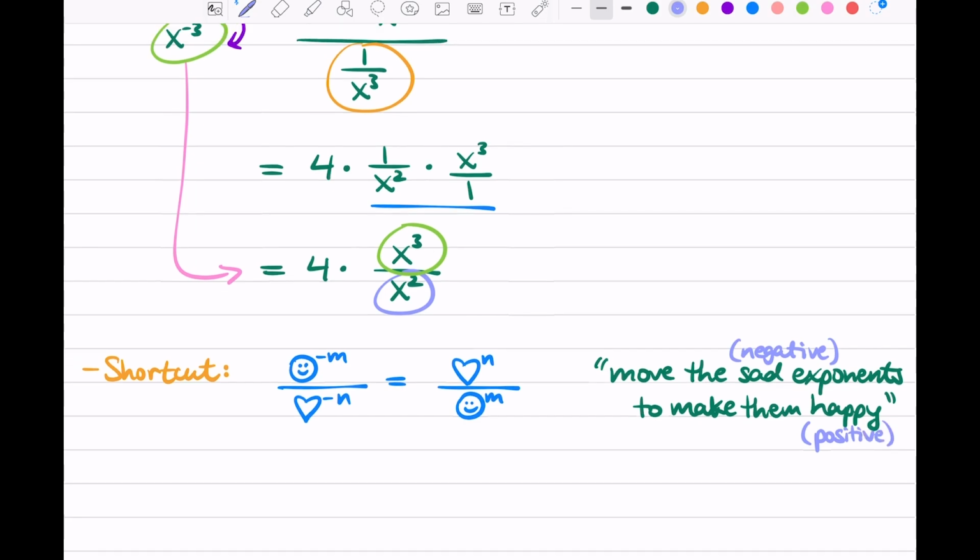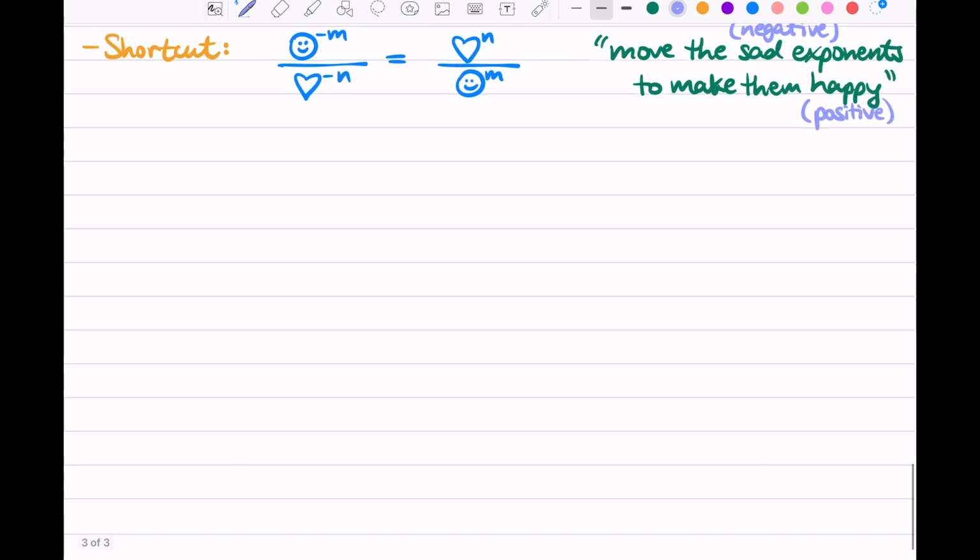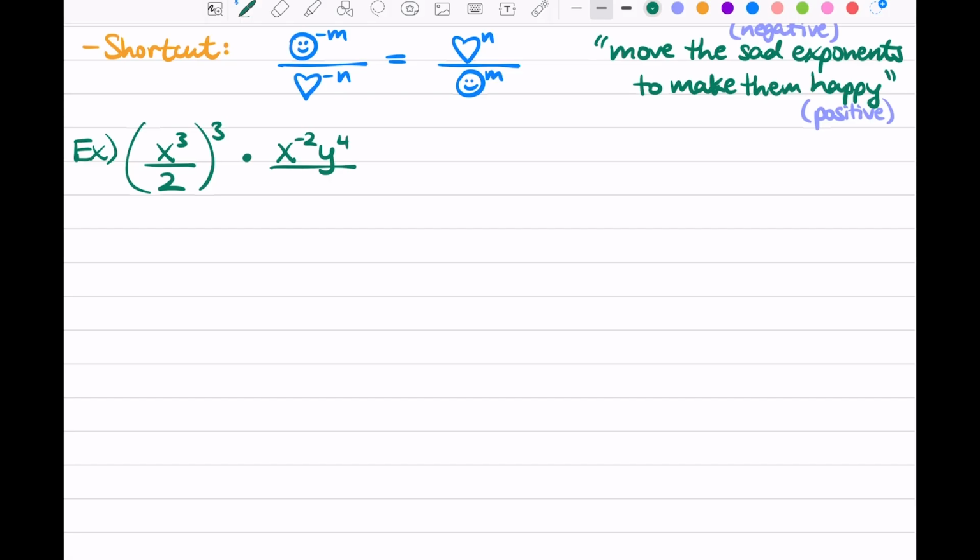Let's practice this shortcut. We have x to the third divided by 2, and we're taking this fraction to the third power. And we're multiplying this by x to the negative 2 times y to the fourth over x times y to the negative sixth. So we're multiplying two separate pieces, so let's take them one at a time.